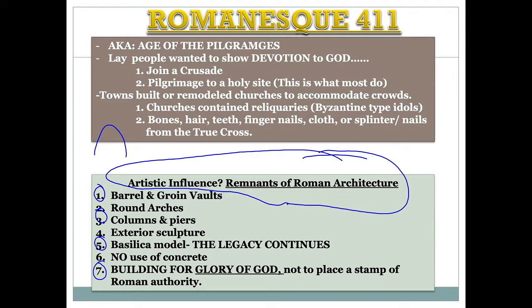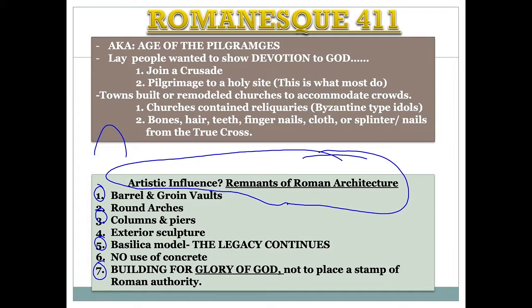So, what is the artistic influence? Now, this is what you want to write down. What are we using from Roman architecture in these Romanesque cathedrals? 1. Barrel and groin vaults will be incorporated again. So we saw barrel vaults. Barrel vaults were those semicircular roofs. In ancient Rome, they were made of stone and later concrete. In Romanesque art, they will be made out of stone. It's odd, but essentially, after the fall of Rome, Europeans forgot how to use concrete. So we really won't see concrete until Gothic art.